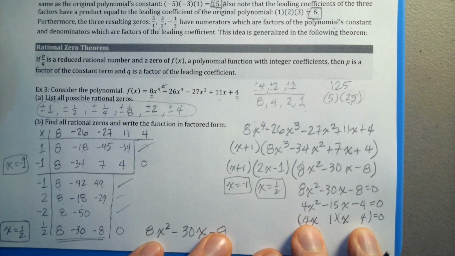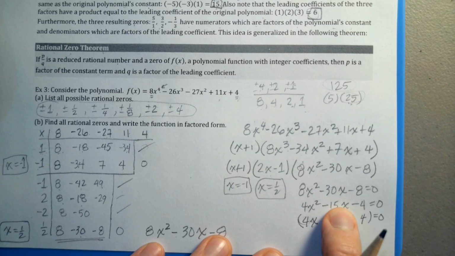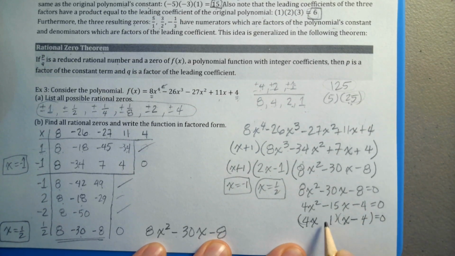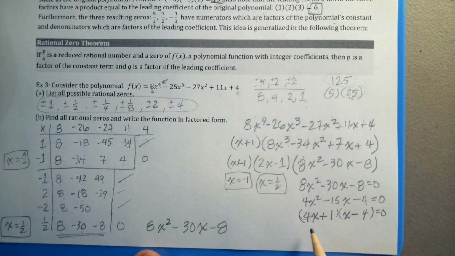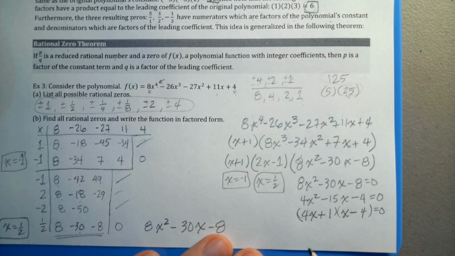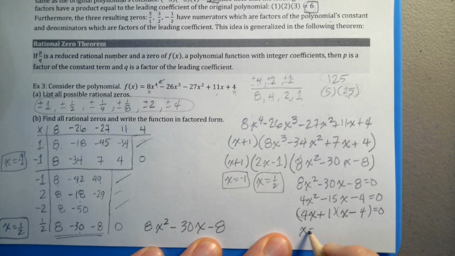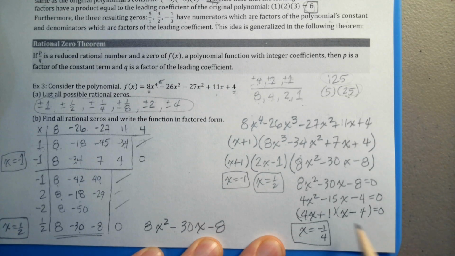Let's see. My outer is 16. My inner is 1. That's a difference of 15. So minus and plus. And so finally, I'm now ready to write my two other solutions. This is going to be x equals negative 1/4. And x is equal to 4.